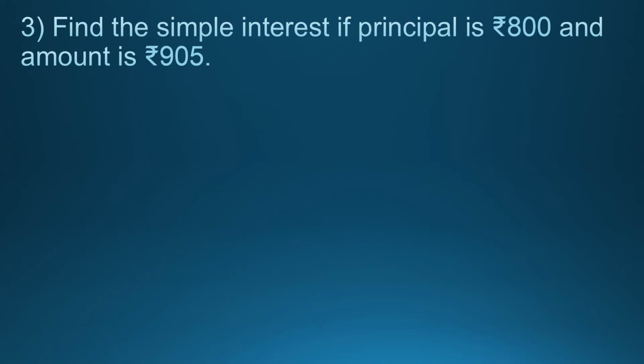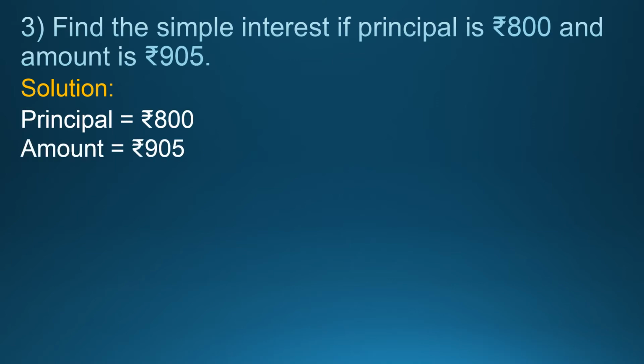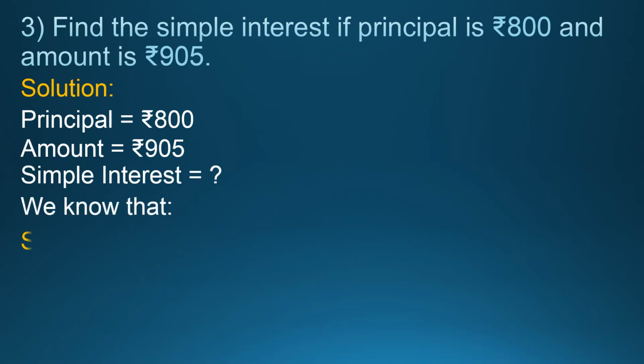The next is question number 3. Find the simple interest if principal is rupees 800 and amount is rupees 905. See, in this question, principal is equal to rupees 800, amount is equal to rupees 905 and simple interest we have to find out. We know that simple interest is equal to amount minus principal.